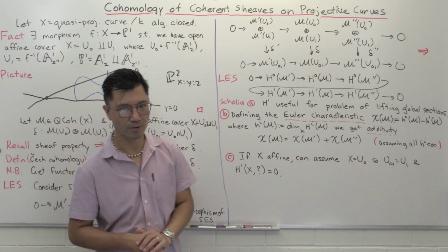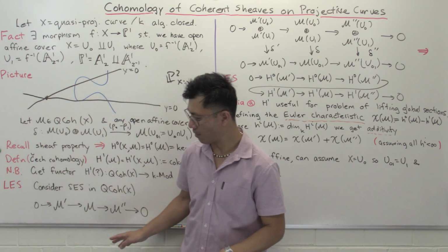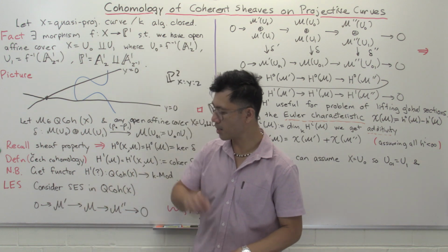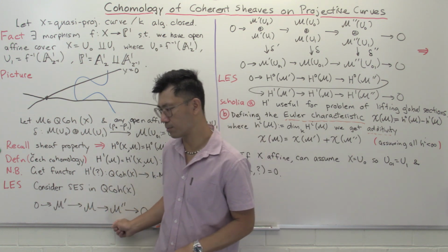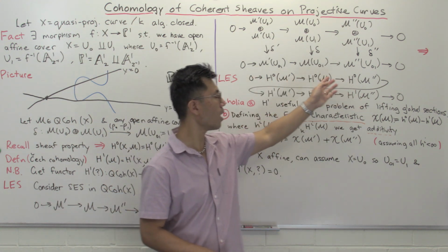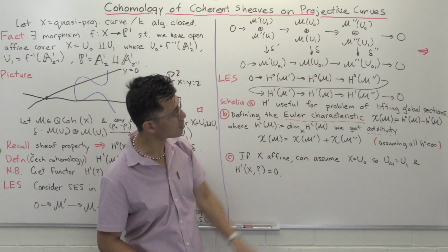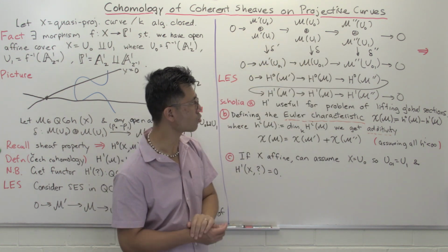It just follows from the fact that if you have a short exact sequence of finite dimensional vector spaces, the dimension of the middle one is the same as the sum of the dimensions of the outside ones. So you can split this up into a sequence of short exact sequences, and if you apply that several times, you'll see that this is true.